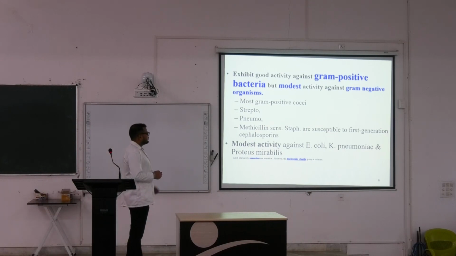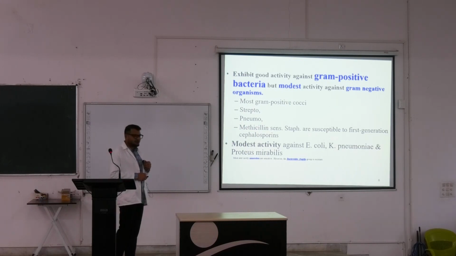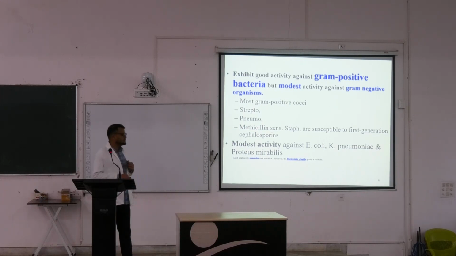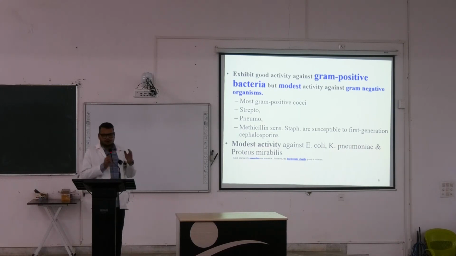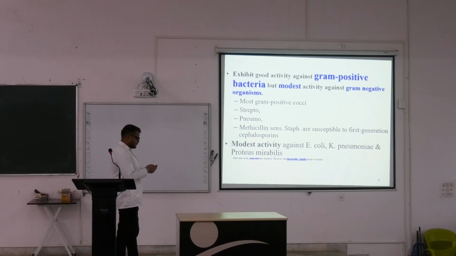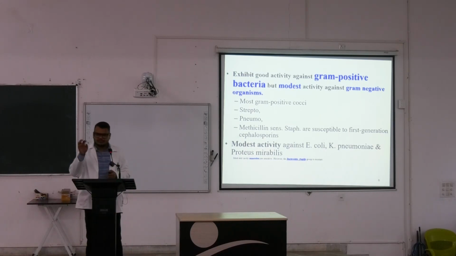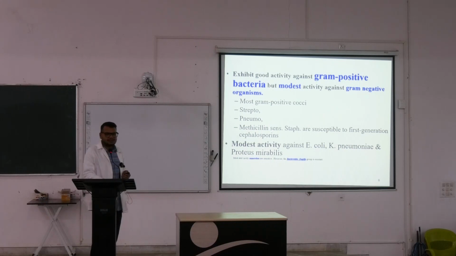So what it covers? Most gram positive cocci, Streptococcus, Pneumococcus, methicillin resistant Staphylococcus aureus are susceptible to first generation cephalosporins. Modest activity against E. coli, Klebsiella pneumoniae and Proteus mirabilis. So more effective against gram positive, very less against gram negative. So for any bacterial infection in the body, if we know the isolate is gram positive, we can give first generation cephalosporin.